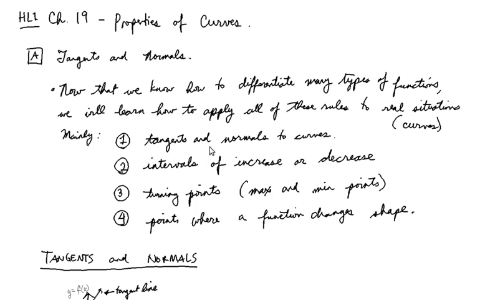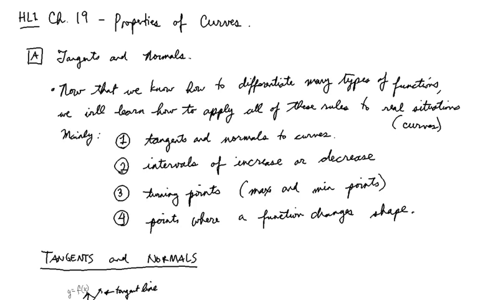So we'll talk about tangent lines and normal lines, what those are. We'll be looking at intervals of increase or decrease. When do you know, just by looking at a function without graphing it, what the intervals of increase would be? When is it going up? When is it going down? What are the turning points? When does it have a maximum? When does it have a minimum? And when does a function change its shape, the curvature? So these are all examples of applications of derivatives, and we'll be talking more about this throughout this chapter.